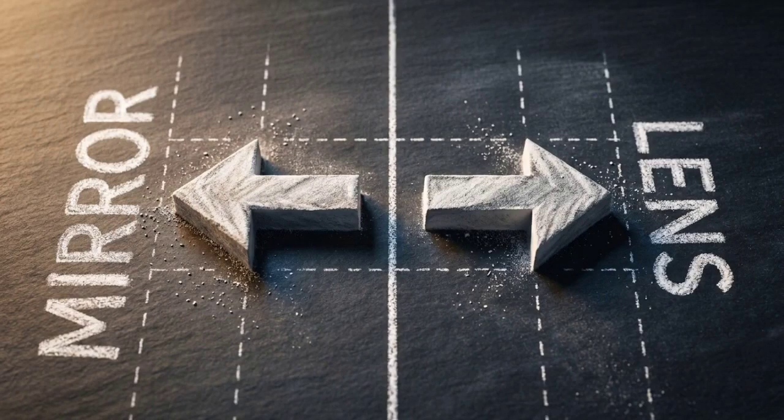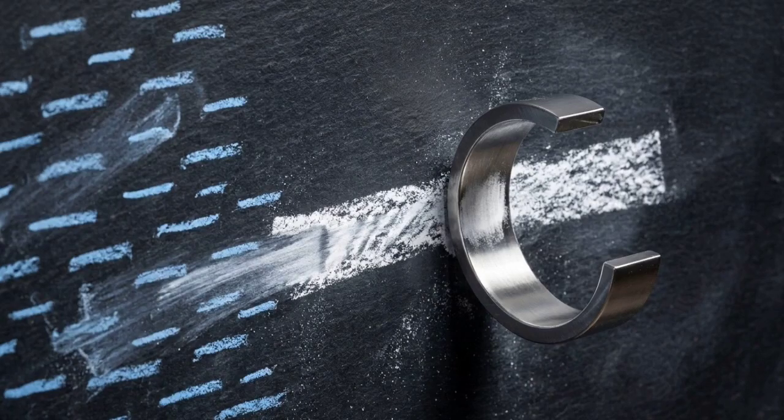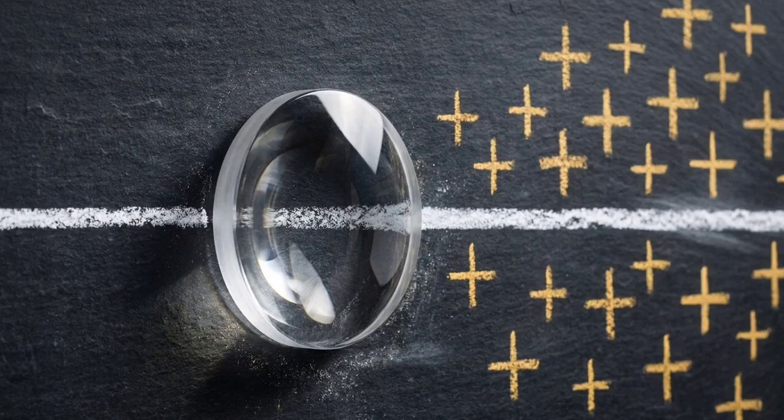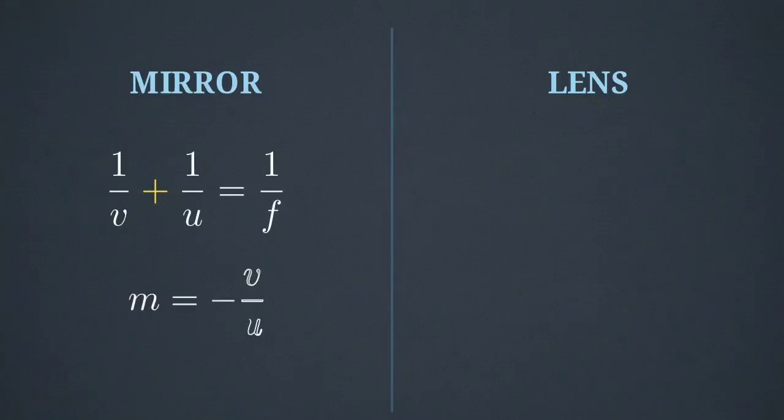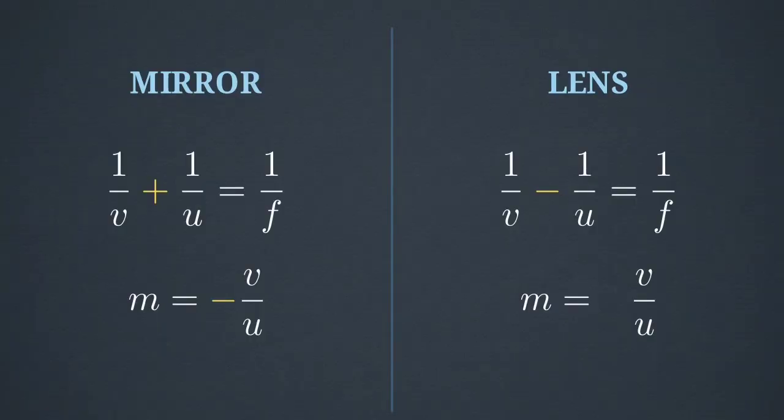The mathematical difference between mirrors and lenses comes down entirely to direction. Mirrors bounce light backward into negative territory to create reality, while lenses push light forward into positive territory to accomplish the exact same thing. This diagram reveals the most common trap on any optics exam. Mirrors use a plus in the main formula and a minus for magnification. Lenses are the exact reverse, a minus in the main formula and a plus for magnification.